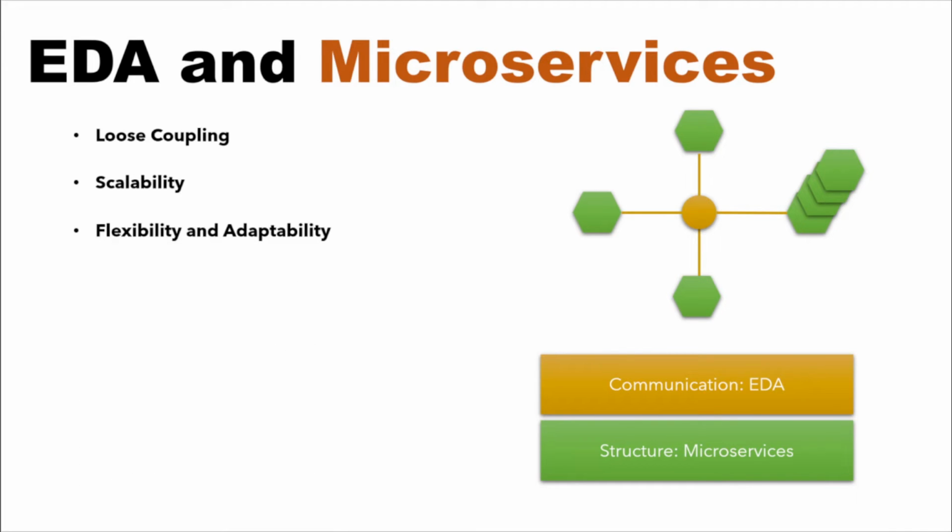We also have flexibility and adaptability, because a particular component of the system, let's say a particular consumer, does not know about the producers and vice versa. We can simply remove that consumer or that producer and replace it with something else that continues emitting the same type of events or consuming events without affecting the system.